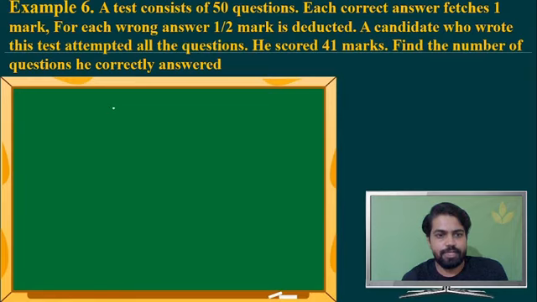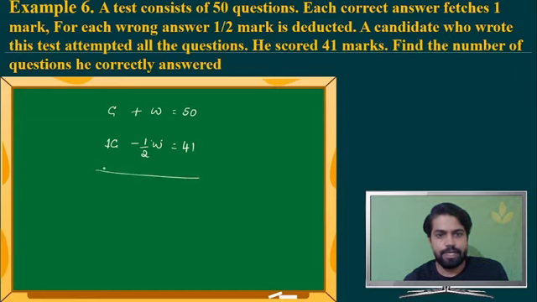Let us assume C as correctly answered and W as wrong answers. Totally how many questions? It is 50 questions. In the 50 questions he correctly answered C questions, and W wrong. Now each correct answer fetches 1 mark, so C questions correct gives +C. And each wrong answer I lose half mark, minus 1 by 2 W, and the total marks he got is 41.